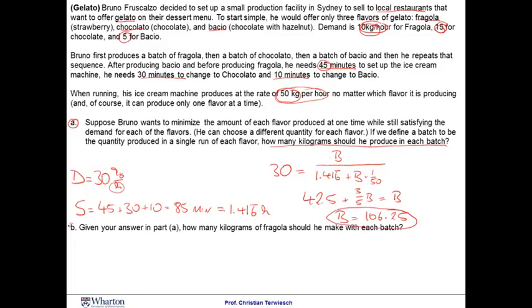Now, as you get then to part B, you have to remember that the 106.25, that's ice cream in a batch. Generic ice cream, gelato, across the 3 different flavors. Now, fragola, you notice, is 10 out of the 30 kilograms. And so if you basically want to figure out how much fragola you're going to produce in a batch, you need to just multiply with 10 over 30, and that gives you 35.41 kilograms of fragola that is produced in each production cycle.